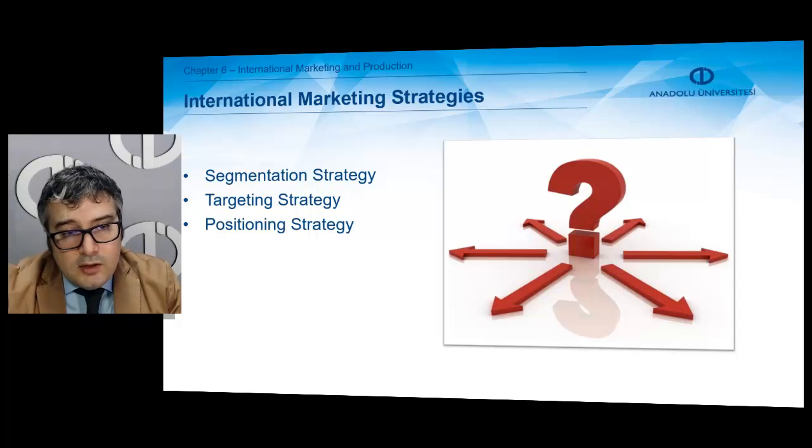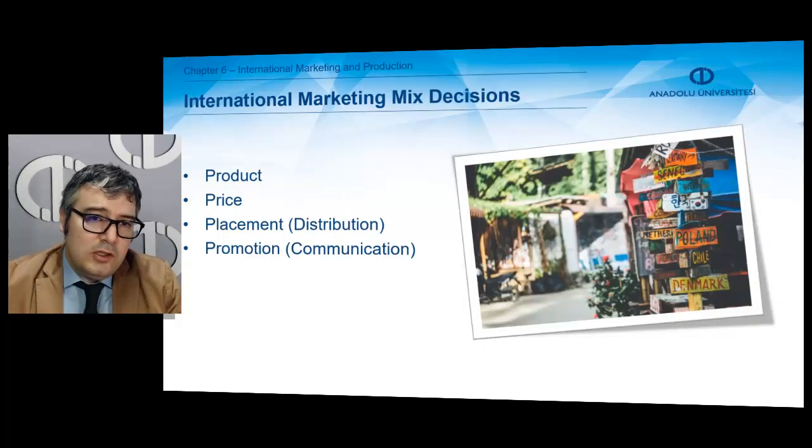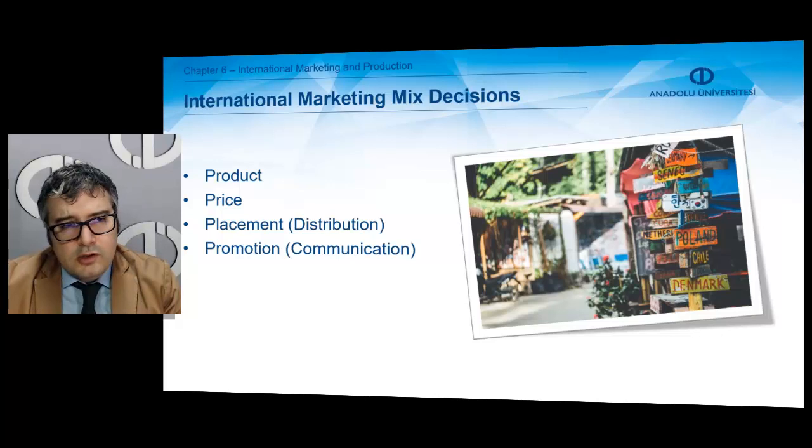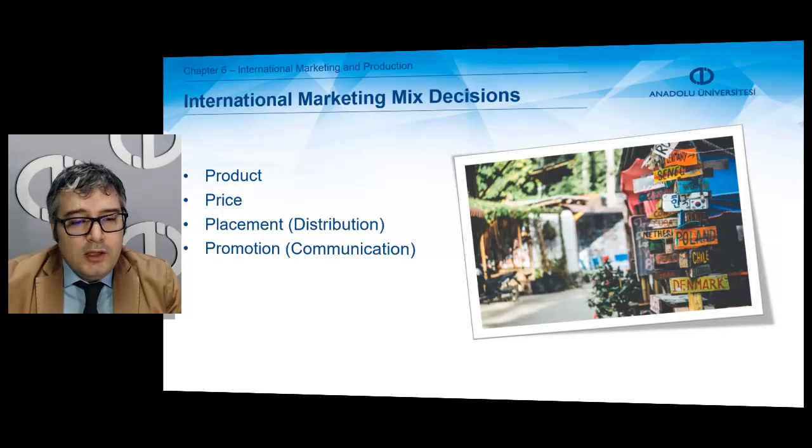And international marketing mix decision. A marketing mix decision, as you know from your marketing courses, is made up of the 4 P's. We call them product, price, placement, promotion. Developing an international marketing strategy consists of the identification of the segments, making a selection among these segments to determine the target market to operate, and defining the positioning of the market or the product or the brand in the consumer's mind.